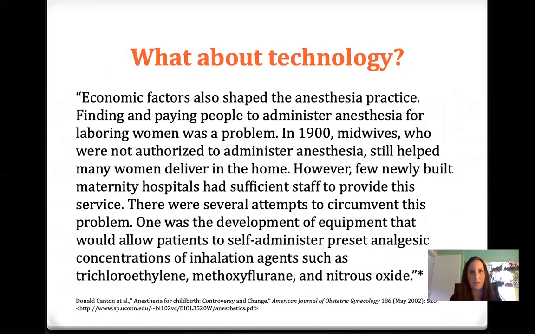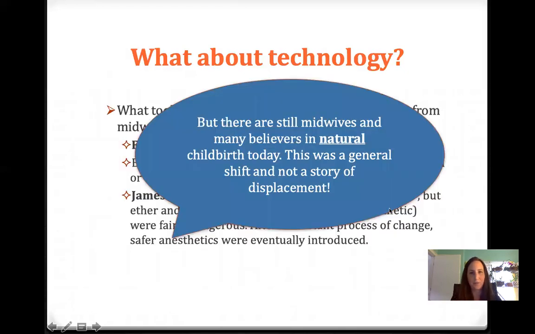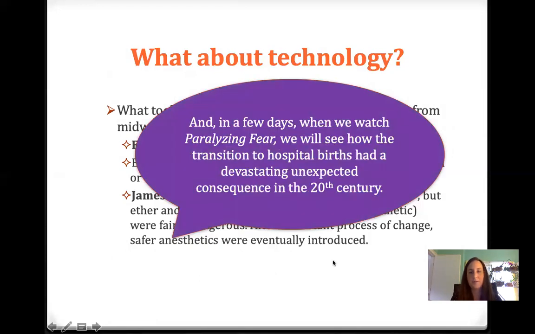If you look into the different types of insurance that are needed by medical professionals, anesthesiologists need to pay really high insurance rates, because if they accidentally have a patient who has an adverse reaction or dies from anesthesia in childbirth or any situation, they need to be protected for that. So there are a lot of reasons why anesthesia, even though the idea of doing this with less pain could be appealing, still wouldn't just immediately take off. So we've had a general transition, but as I've said a few times, there are still many believers in natural childbirth today. And this is a story of general shift and not displacement.